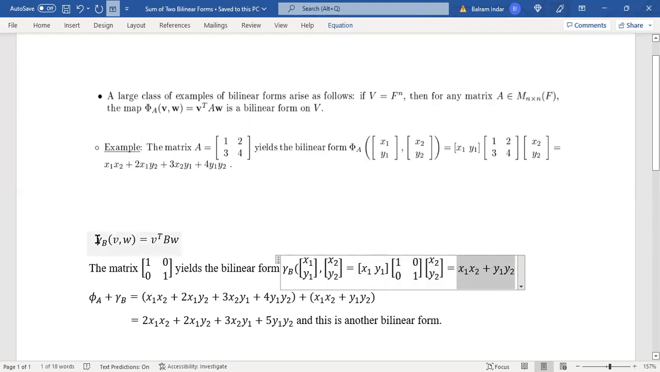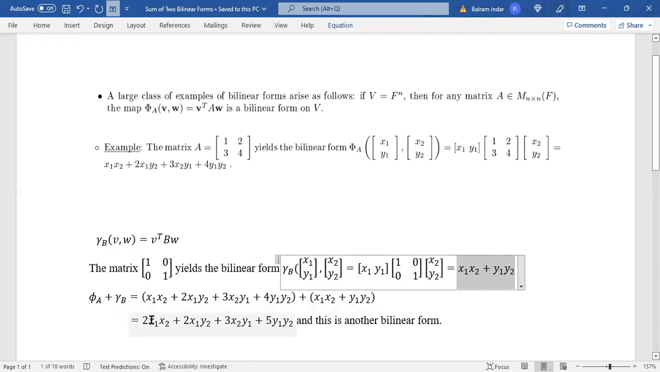Now, did I say here that my bilinear form is defined by y of V, W on B? No, it shouldn't be that. That's not y, right? Sorry about that. That's gamma of V, W on B, right? Gamma of V, W on B. Now, so I have my bilinear form at the back here. It's x1, x2 plus y1, y2.